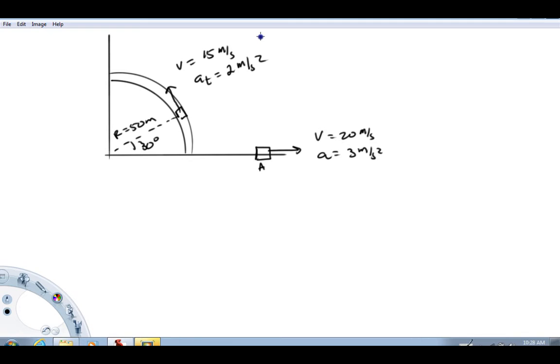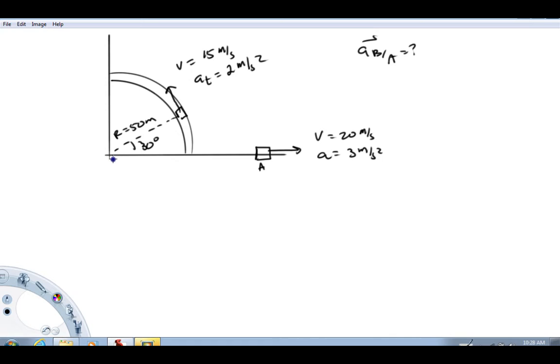So what we're going to try to calculate now is the acceleration of car B with respect to car A. So, acceleration of B with respect to A. What does that look like? Alright, the first thing we do is talk a little bit about vectors and how they're related.